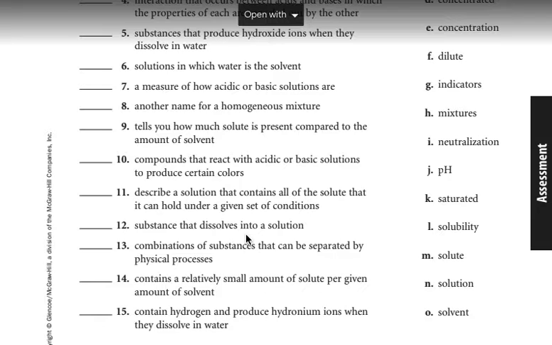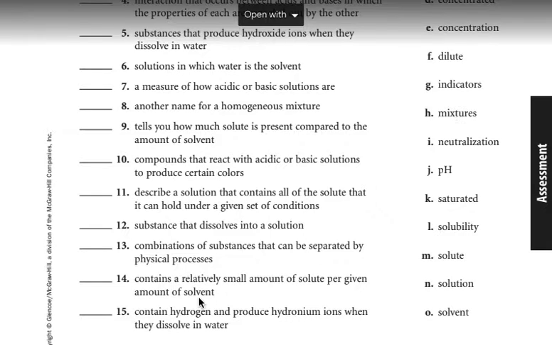Number 12, substance that dissolves into a solution. Not the solvent, but the M solute. 13, combinations of substances that can be separated by physical processes. So if it's separated by a physical process, that means there hasn't been a chemical reaction to put those things together, and they're simply just mixed together. That probably gives away that answer. If they're just mixed together, then it's a mixture, H.